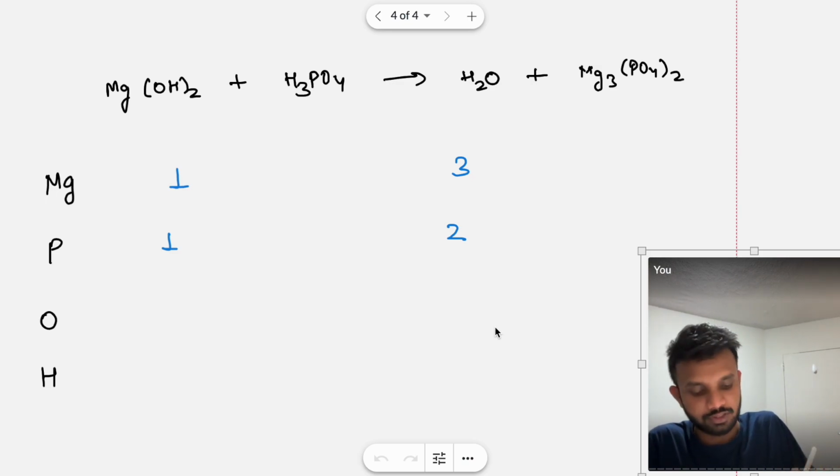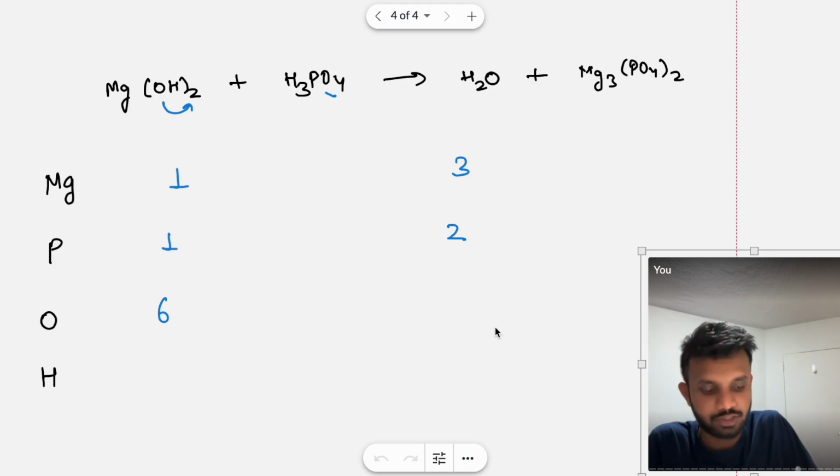The number of oxygen, so this will be 2 plus 4, right? 2 from here and 4 here, so the number of oxygen is 6. Number of hydrogen, 2 from this OH and 3 here, so that will be 5. Now the same way, number of oxygen here, this 4 into 2, 8 plus 1, 9, right? And the number of hydrogens are only 2, correct?